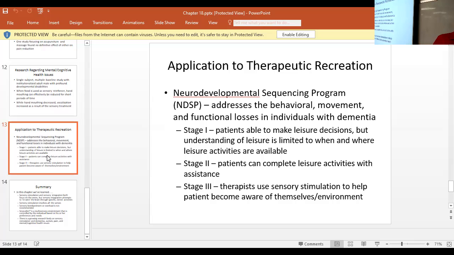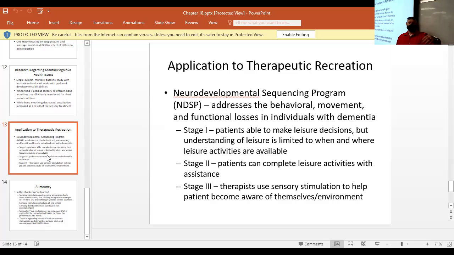Stage 2, patients can complete leisure activities with assistance. It may be hand over hand assistance. Like if they're playing bingo, if they say B3, you may have to say right there, and they'll place the marker, but they'd have to have a lot of one-on-one interaction to make it work.